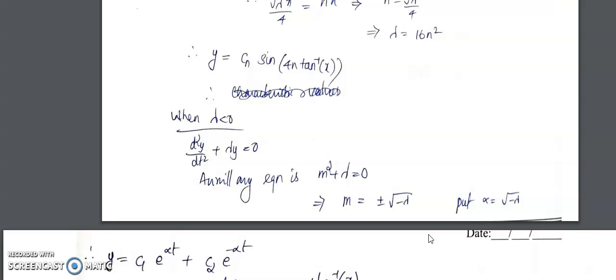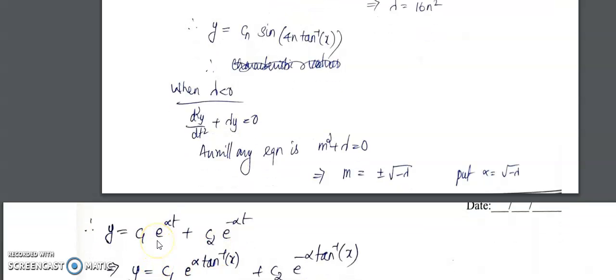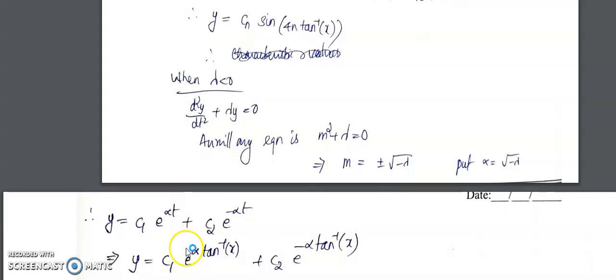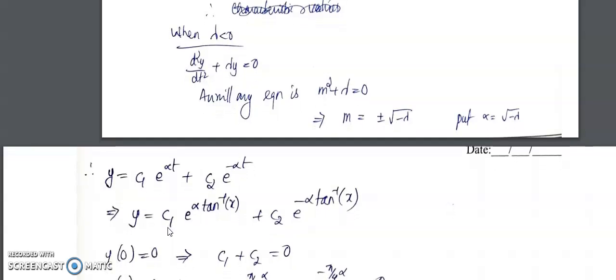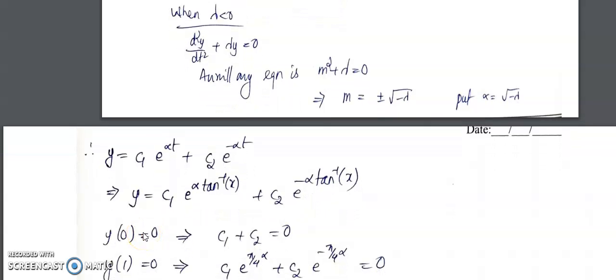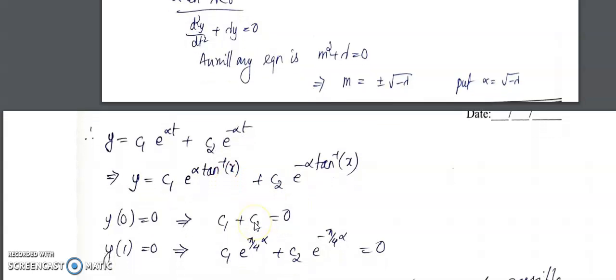So the solution is going to be y equal to c1 e raised to alpha t plus c2 e raised to minus alpha t. Replacing t here, you will get y equal to c1 e raised to alpha tan inverse of x plus c2 e raised to minus alpha tan inverse of x. Now let us use the conditions. So y at 0 equal to 0, you will get e raised to 0 in both places. So c1 plus c2 equal to 0.